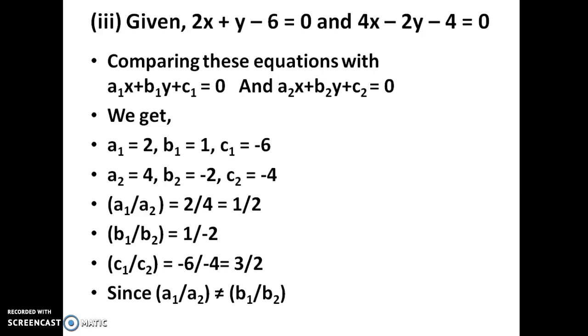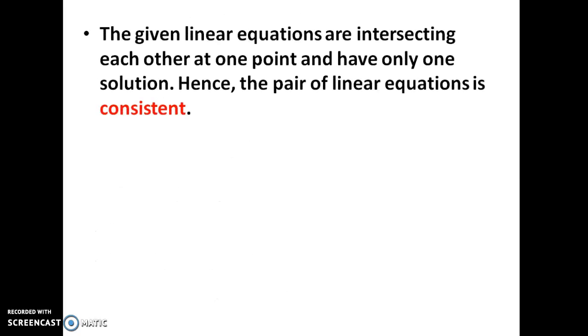So a1 by a2 is not equal to b1 by b2. So that means the two lines are intersecting each other. So you will have one unique solution. So we have to find out the coordinates and plot on the graph. For the first equation, 2x plus y minus 6 equal to 0, y is equal to 6 minus 2x.